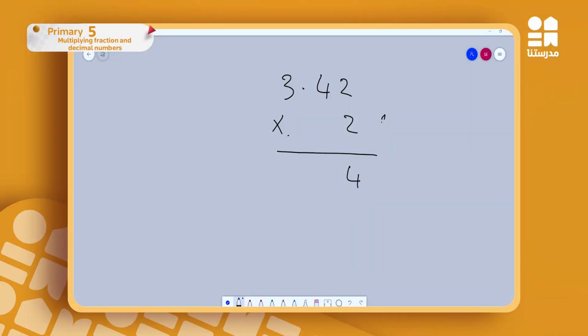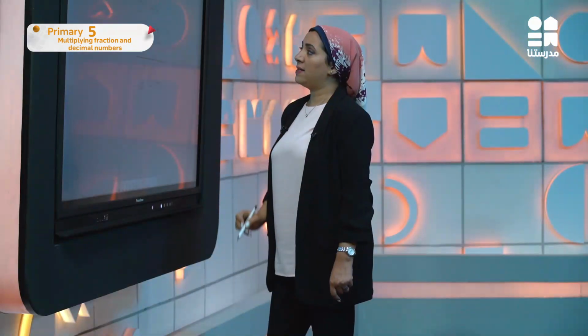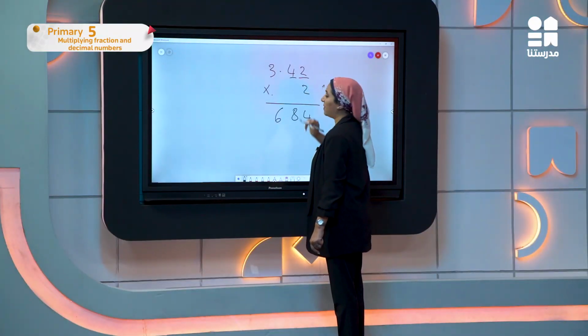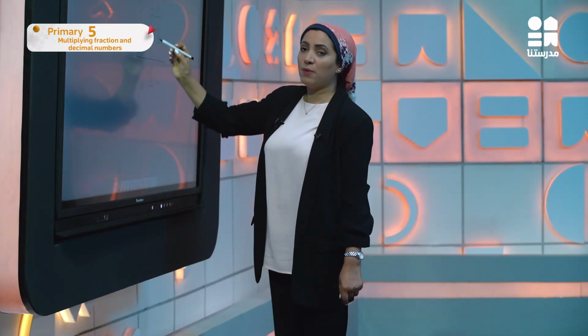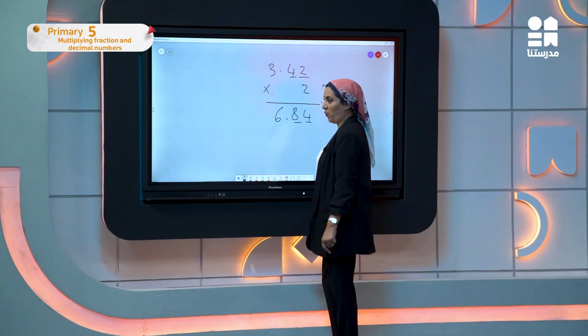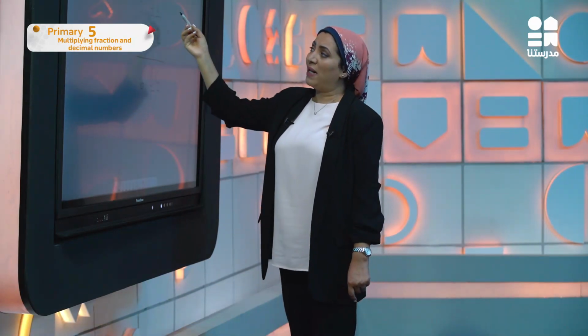2 times 4 is 8. Then 2 times 3 is 6. And I want to know here how many decimal places I have in the whole question. As you see here, I have 2 decimal places, while in this one I don't have any decimal places at all. So in this case, I will put the decimal point after 2 places as I have in the problem. So I count 1, 2, then I put the decimal point. Okay. This is in case I have to multiply a decimal number by an integer.